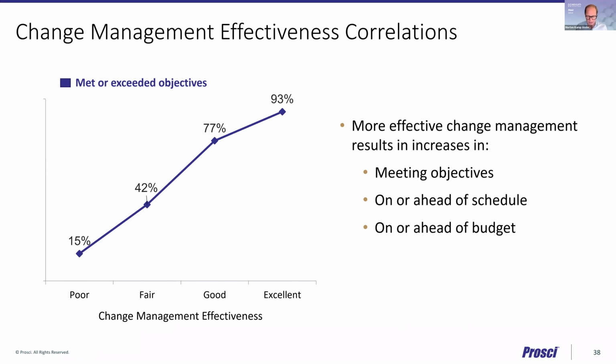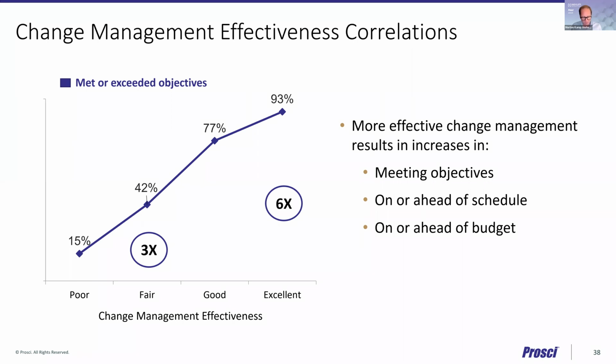Were our sponsors active and visible? How effectively did we manage the people side of change? And did the project meet project objectives? Did we do it? Did we manage it on time, and did we manage it on budget? And you can see that we get a threefold bump when we go from poor change management to fair change management, and a sixfold bump when you go from poor to excellent in terms of likelihood of meeting project objectives that we set out to achieve.